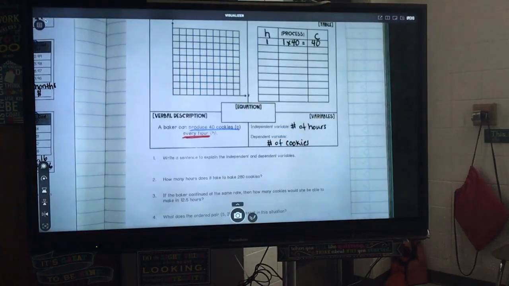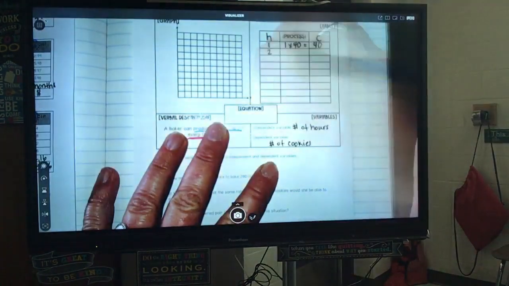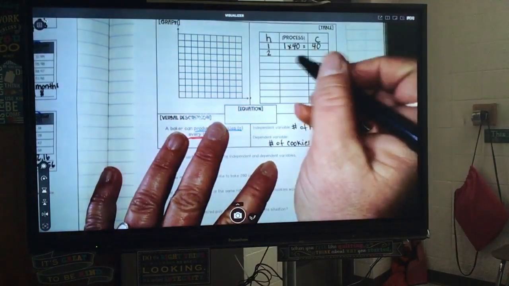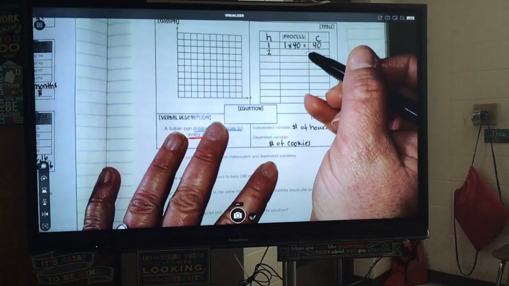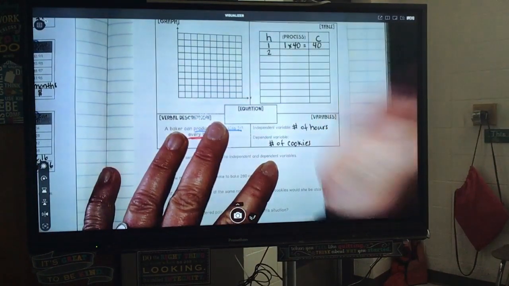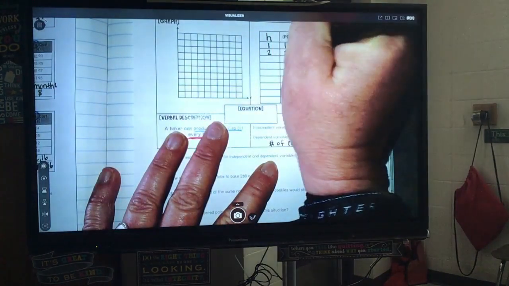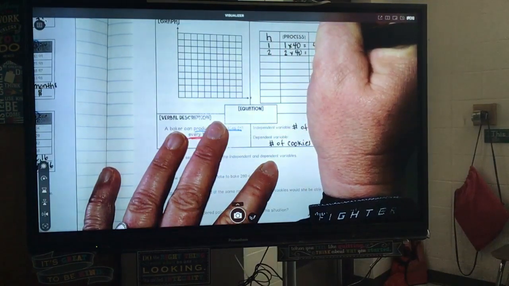Does that make sense? Alright, so the next one I'm going to put on here is 2. So what is our process? What are we going to put in that middle row? Kyra? 2 times 40, which gives us what? 80.